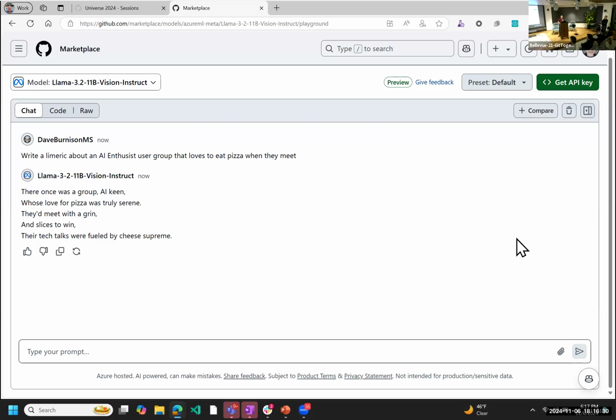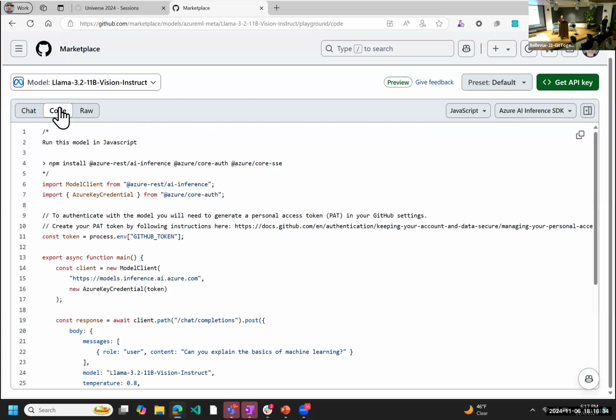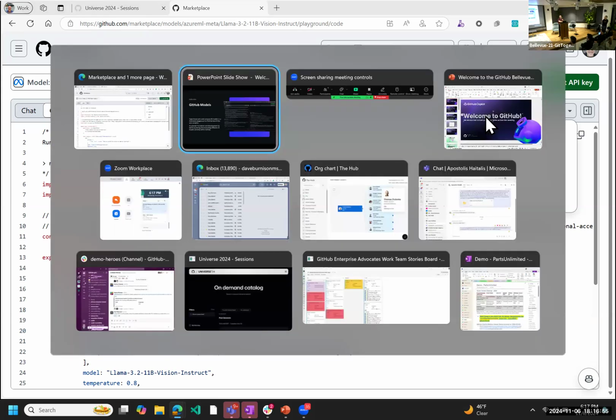I can go in and start playing around with what the code would look like for this. So how would I use this in a Python application or a Java application? I can pull it into what we call a code space, which is essentially Visual Studio Code running in the browser, and actually play around with it even more. So I think that's one of the exciting things for this group. All right, I'm going to leave it at that.